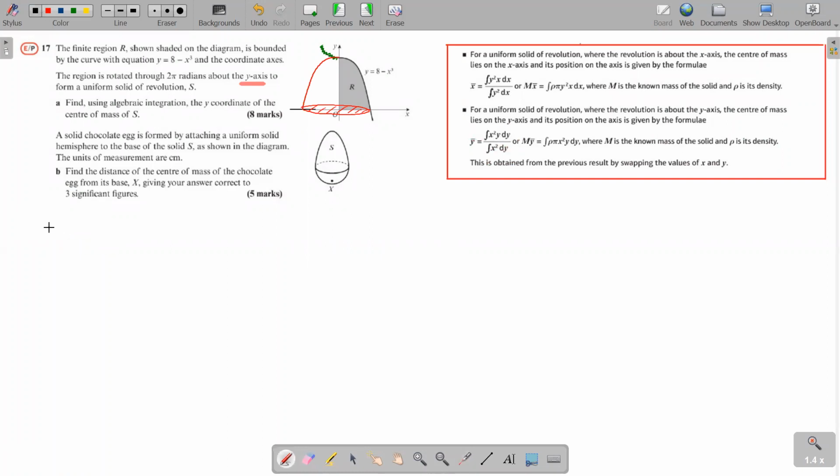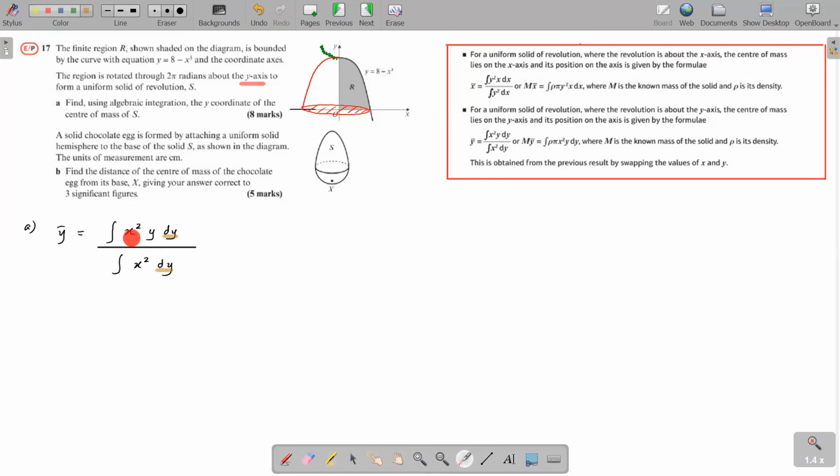So what's the equation here? For part A, y bar equals integration of x square y dy divided by integration of x square dy. Alright, guys. Where m is the known mass of the solid, and rho is the density. Okay, so this is the equation, right? Integration of x square y dy over integration of x square dy. Remember now the integration happens with respect to y.